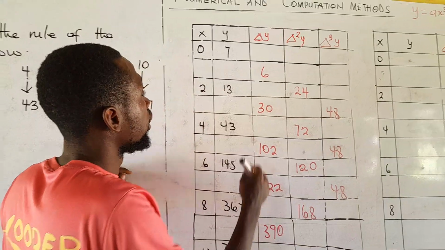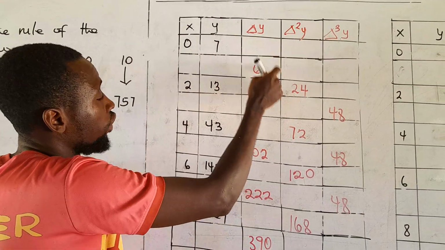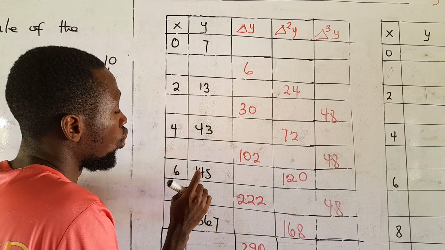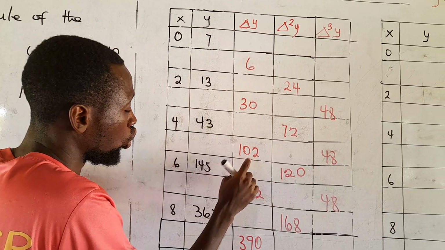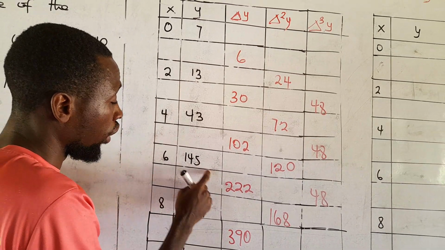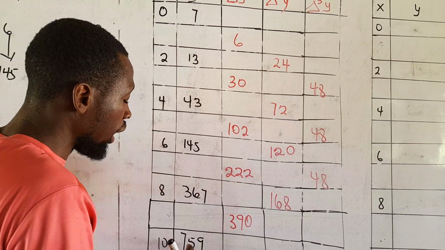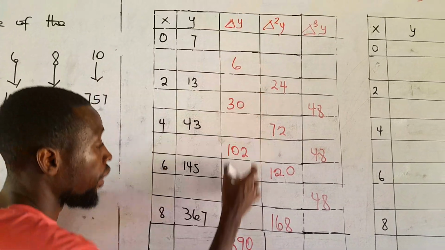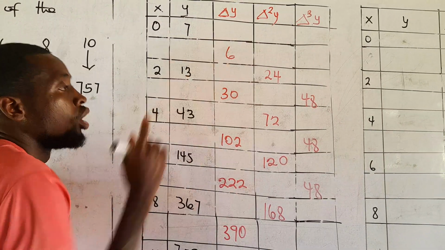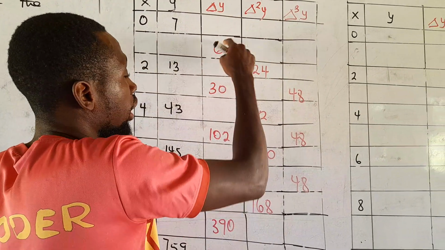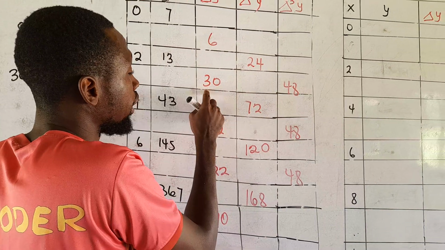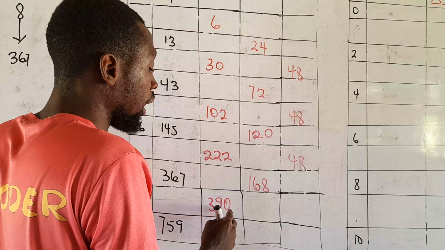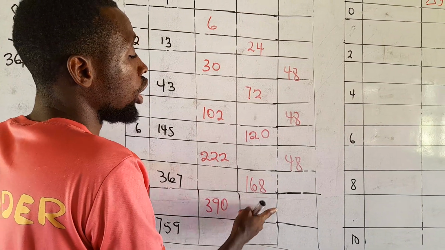The first difference of the y: 30 minus 7 is 6, 43 minus 30 is 30, 145 minus 43 is 102, 367 minus 145 is 222. Then 759 minus 367 is 390. Since the first difference does not produce a constant, we go to the second difference. 30 minus 6 is 24. 102 minus 30 is 72. 222 minus 102 is 120. And 390 minus 222 is 168.